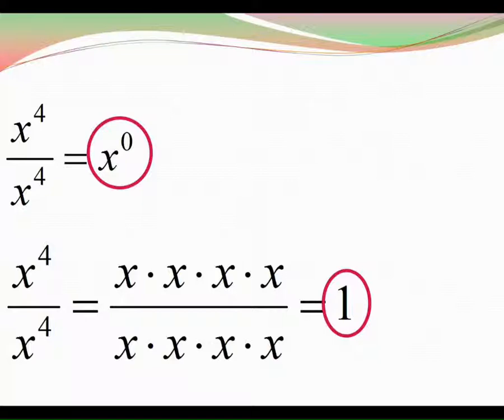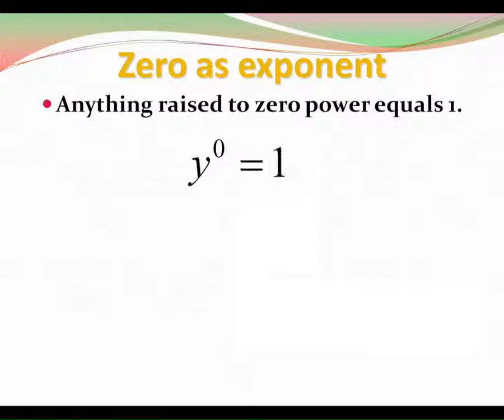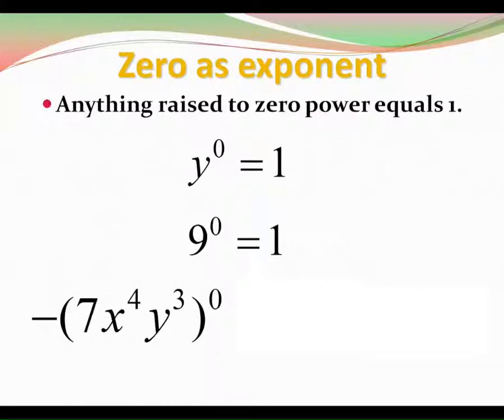Not x to the first, because that would have to be like x to the 5th over x to the 4th. Okay? Anything to the 0 power is always 1. So for example, y to the 0, like I said, is going to be 1. 9 to the 0 is going to be what? 1.